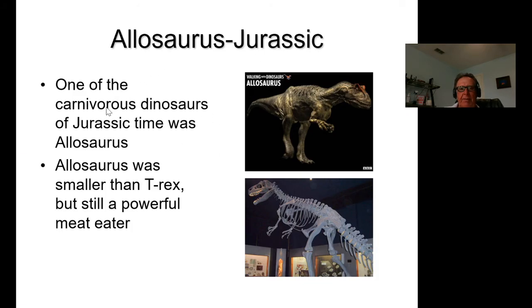So that is the carnivore. The main predator in the Jurassic was Allosaurus. Allosaurus is smaller than T-Rex, but probably still a very powerful meat eater. And here you can see the hip bone with one pointing forward, one pointing backward, typical of the saurischian dinosaurs.